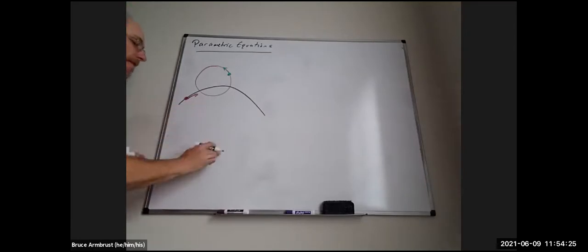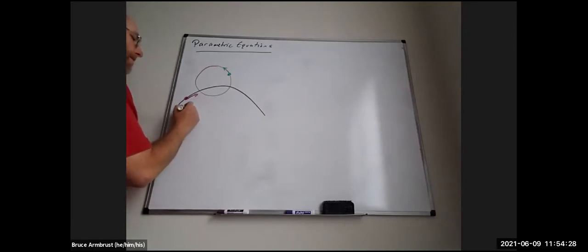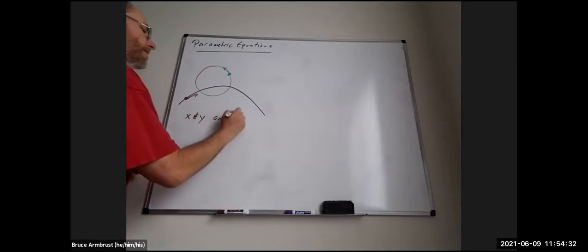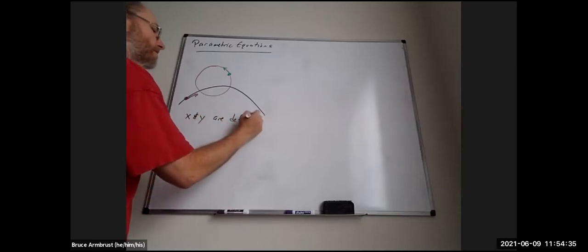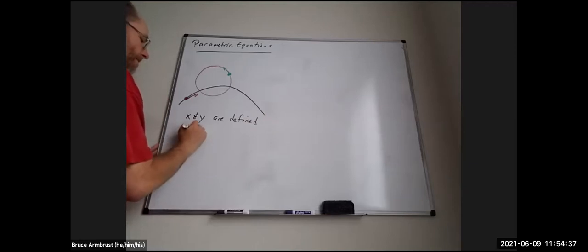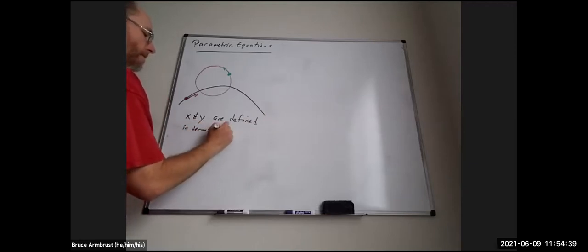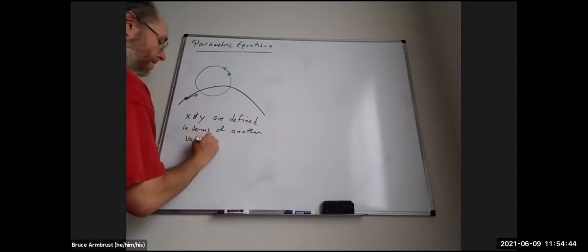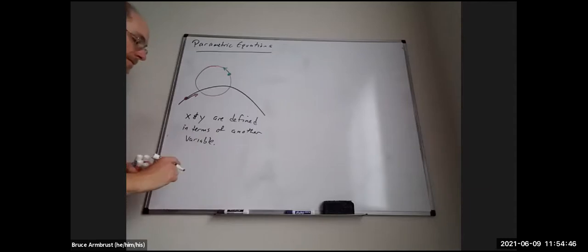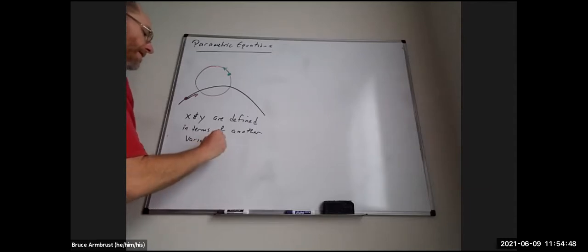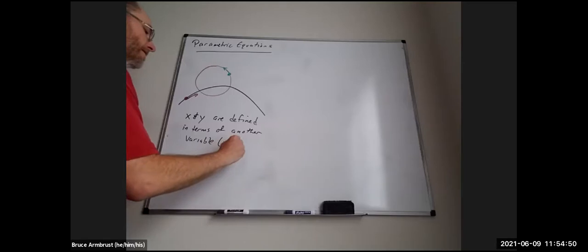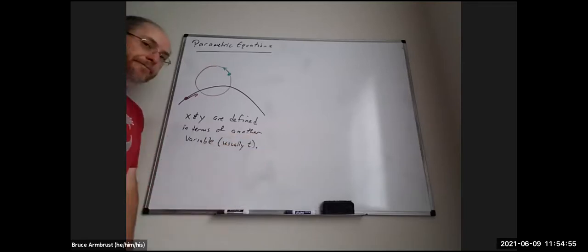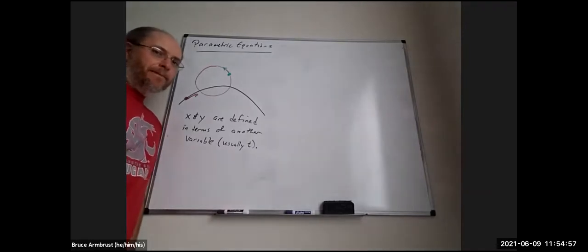So basically what we're going to do here with parametric equations, we're going to have x and y. They're going to be defined in terms of another variable. All right, and I'm going to put here in parentheses that it's usually t, but not always.